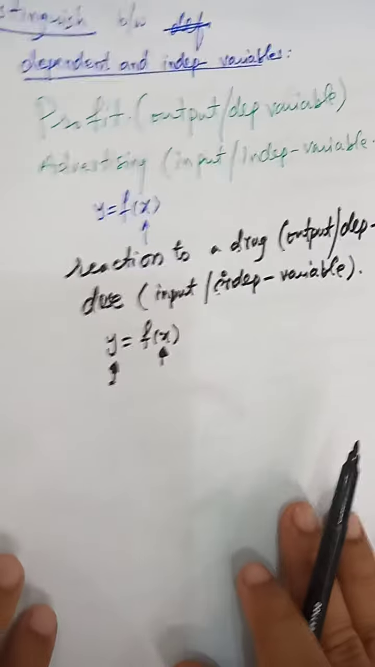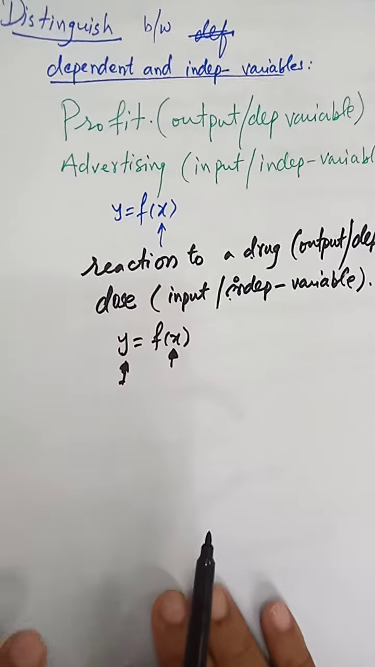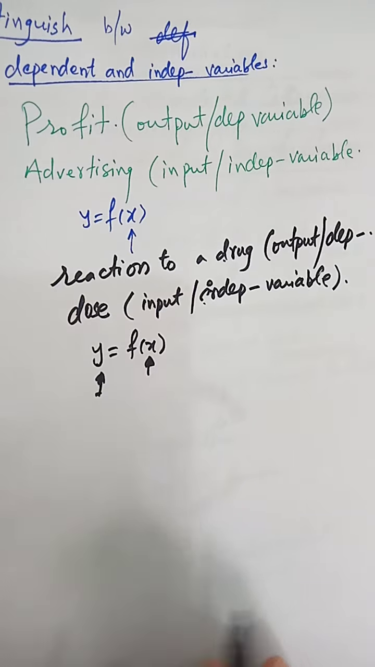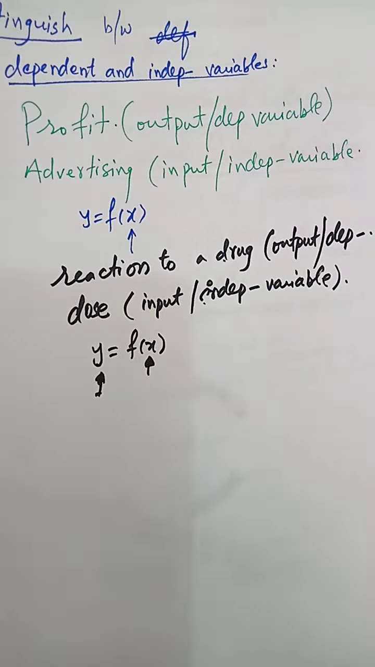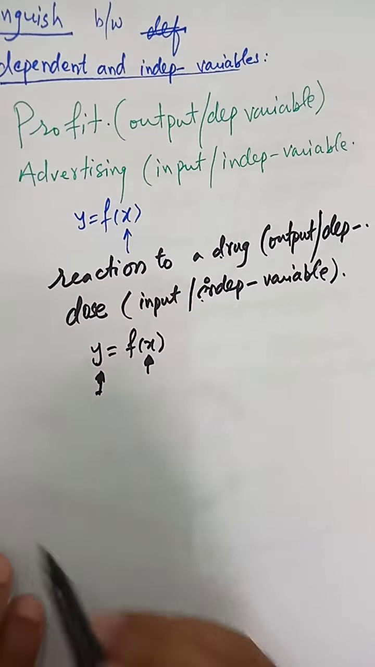So whenever you need to change your output, for example, you are interested to increase your profit. So how will the profit increase? You need to change your advertisement, you need to increase advertisement. So the change which you make in the independent variable will change the output, which is called the dependent variable. So that is the important point.